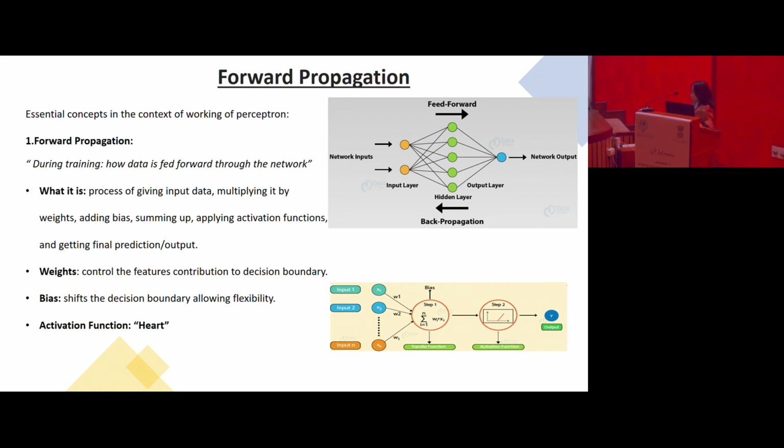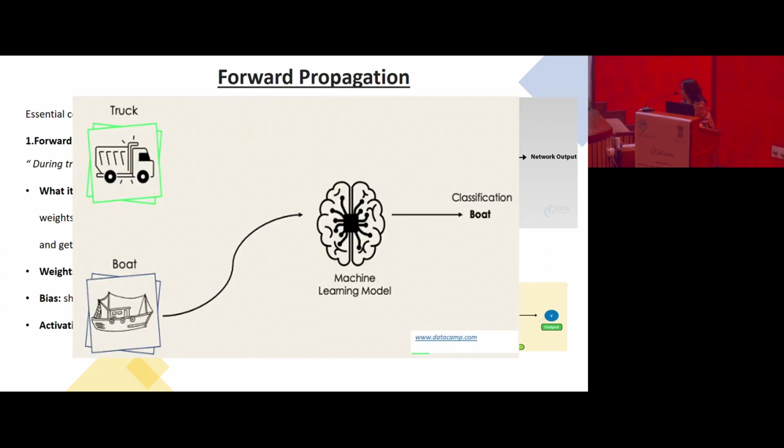So forward propagation involves, during training, how data is fed through the network. That is the process of giving input, multiplying it by weights, adding bias, summing up, applying the activation function, and getting the final output or prediction. So in this example, if I give the image of a boat to the model, and it classifies it as a boat, this process of giving input and getting the output is called forward propagation.